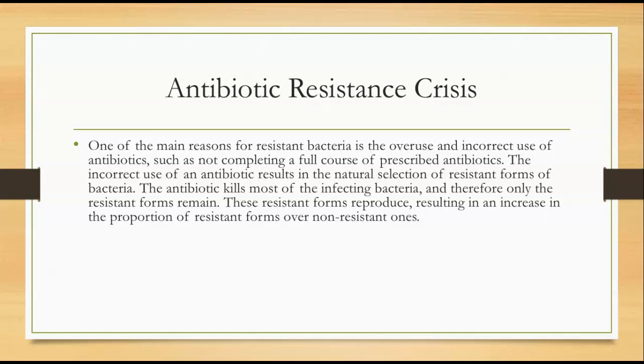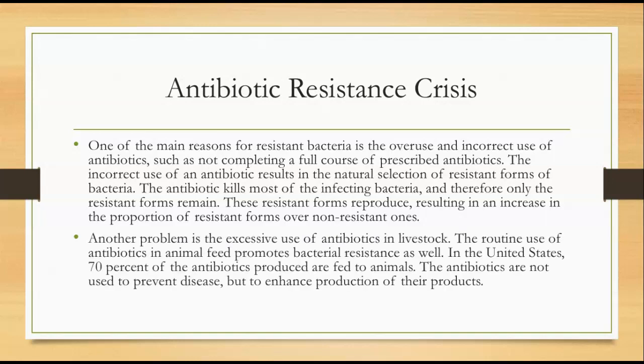But then getting those antibiotics and taking about three-quarters of the dose, you start to feel better and then you stop taking it. That incorrect use of an antibiotic will result in probably a natural selection of resistant forms of bacteria. The antibiotic kills most of the infected bacteria, and therefore only those resistant forms will remain. Those resistant forms will reproduce, resulting in an increase in the proportion of the resistant forms over the non-resistant ones.